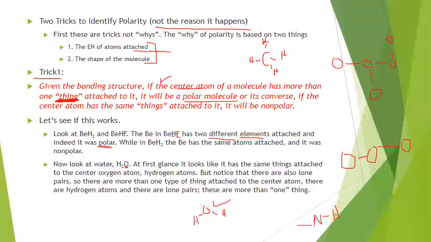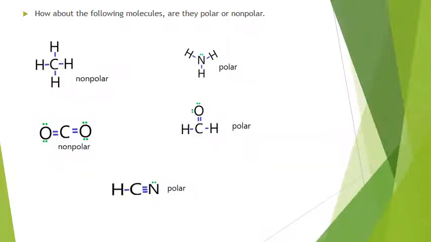Ammonia, NH3, it has hydrogens bonded to the nitrogen and a lone pair, so it has two different types of things. So this is a polar molecule. All right, and again, here's some examples I just talked about.